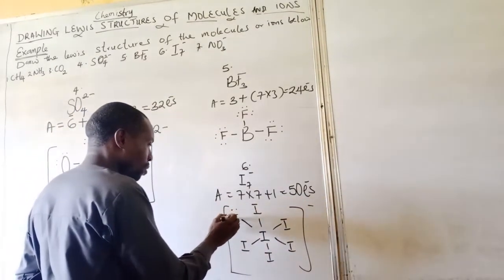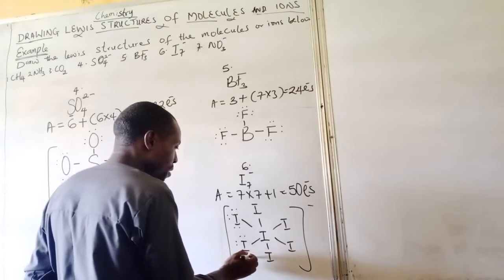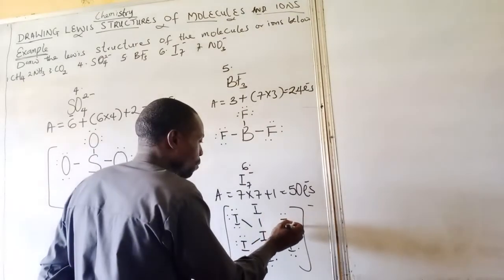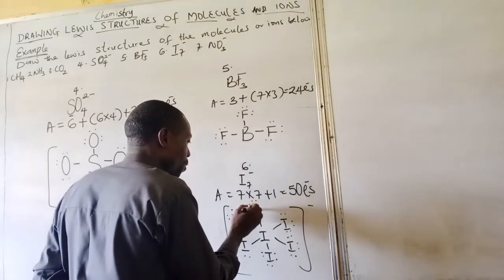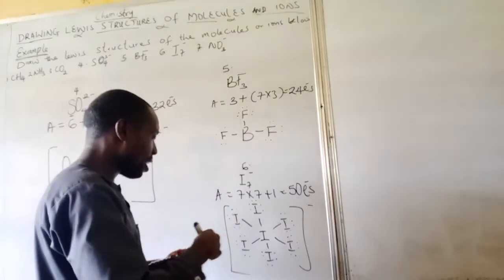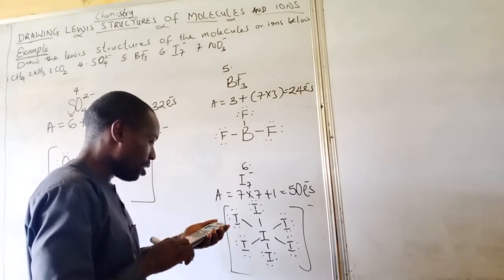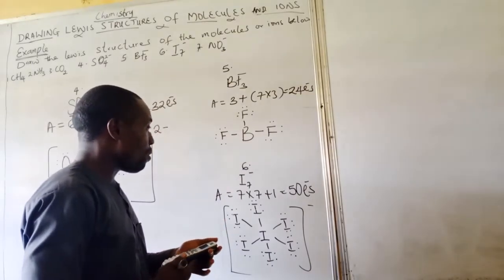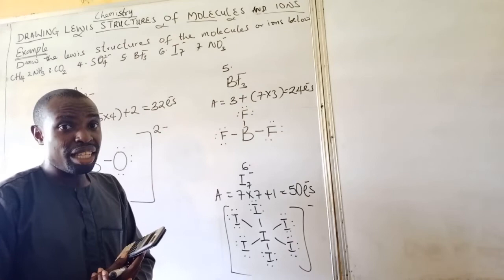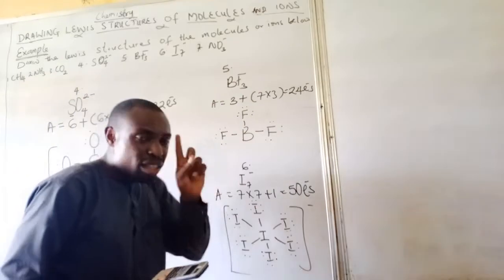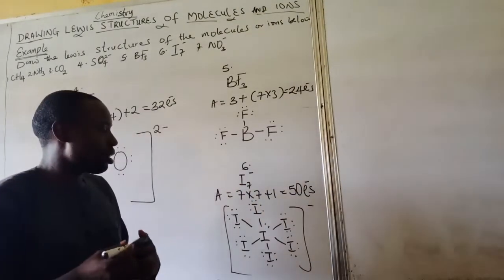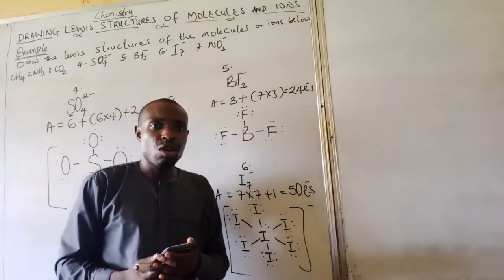So there is 1, 2, 3, 4, 5, 6 on each, so yeah, I'm having 6. 6 times 8 will give me 48 electrons. 48 electrons. It means that one electron is left. So I put it here to make it 50 electrons. All right.